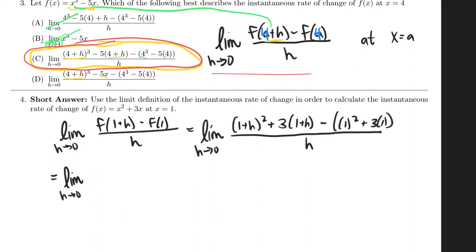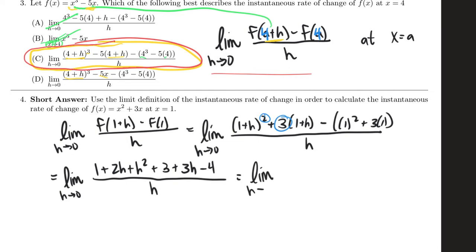The most important thing here is to remember to distribute and FOIL appropriately. So it's going to be 1 plus 2h plus h squared plus 3 plus 3h. And then 1 squared plus 3 is 4, so minus 4. And you know you've done this right when the terms that don't have an h in them cancel out. 1 plus 3 minus 4 cancel. I have 5h plus h squared over h.